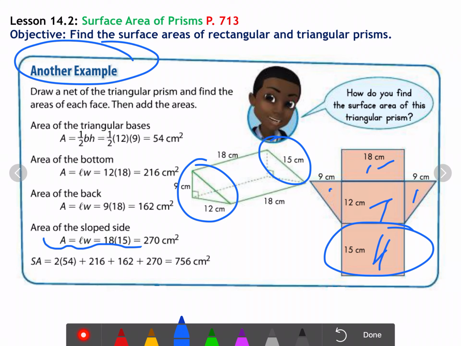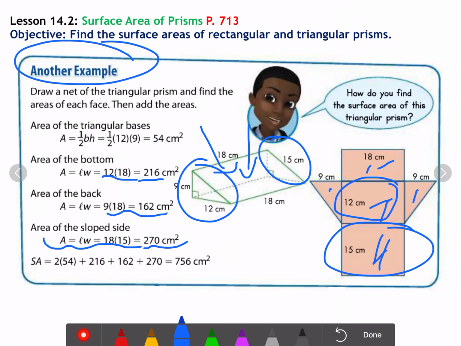So this upper rectangle is the same, 15 multiplied by 18 equals 270. Now the other rectangle is 12 multiplied by 18, because all of the rectangles have the same length. So 12 multiplied by 18 equals 216. Now the third rectangle, which is from the back, is 18 multiplied by 9 equals 162.